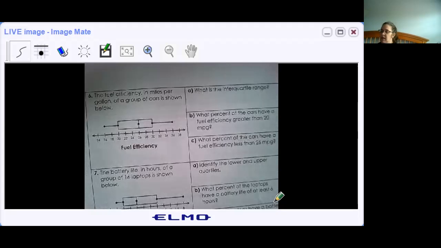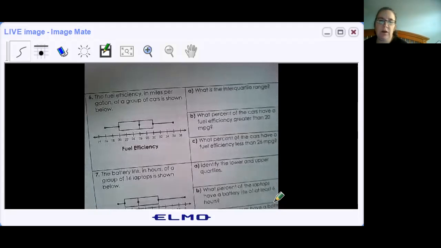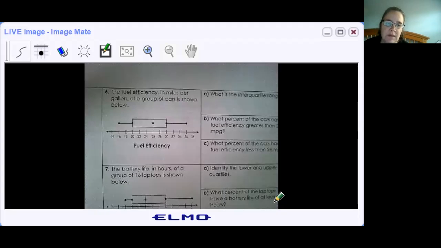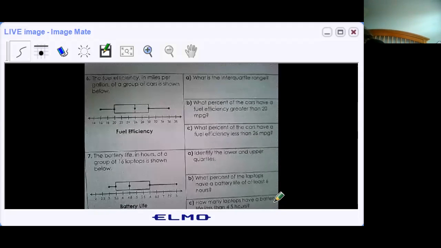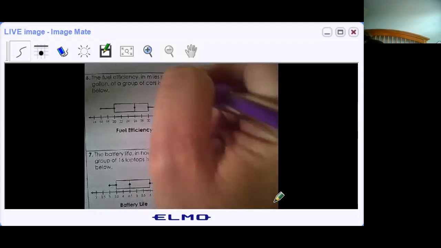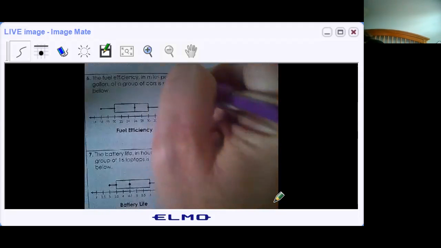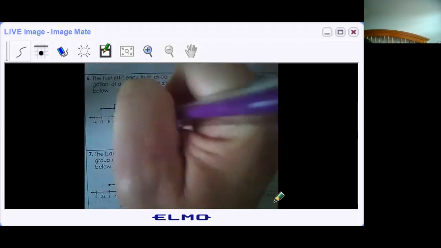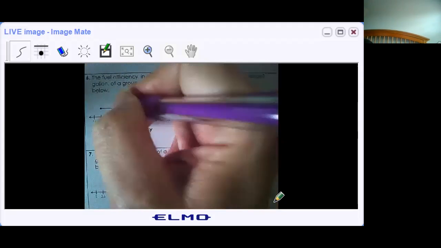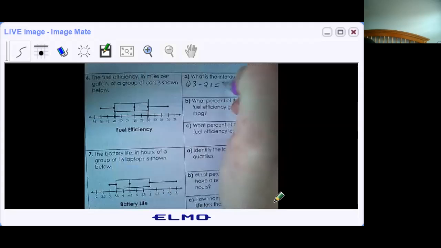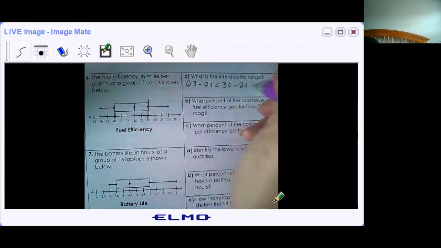Okay, guys, so the last piece I'm going to go over for today, because I've been working for quite a while now. So let's look at this. What is the interquartile range? Well, we know to find the interquartile range, we have to take the top end of the box minus the bottom end of the box. So the top end of my box is here at 30, and the bottom end of my box is at 20. So I'm going to do 30 minus 20 and get 10.